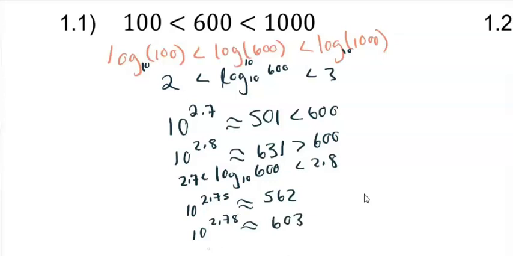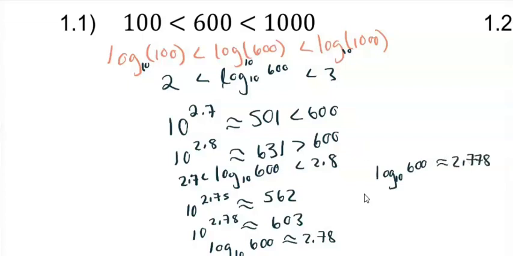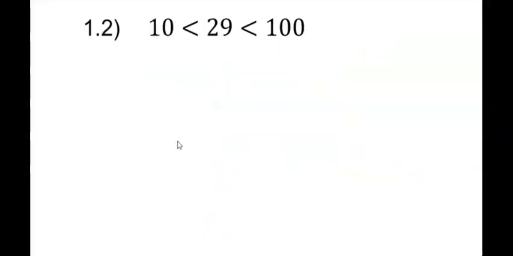So I can say now the log base 10 of 600 is approximately 2.78. If I look up the log, I get log to the base of 10 of 600 is approximately 2.778. And this is now by trial and error. Let us look at a new example.